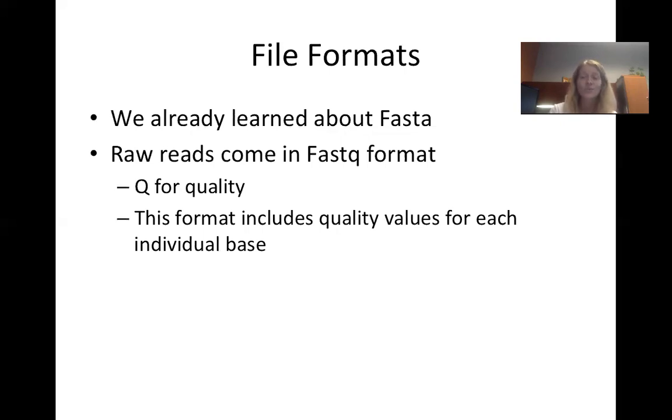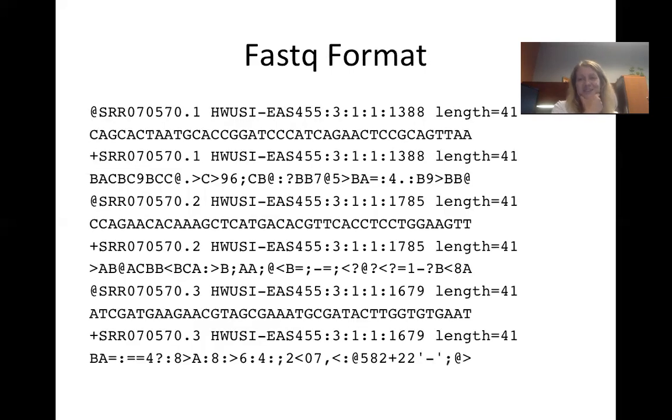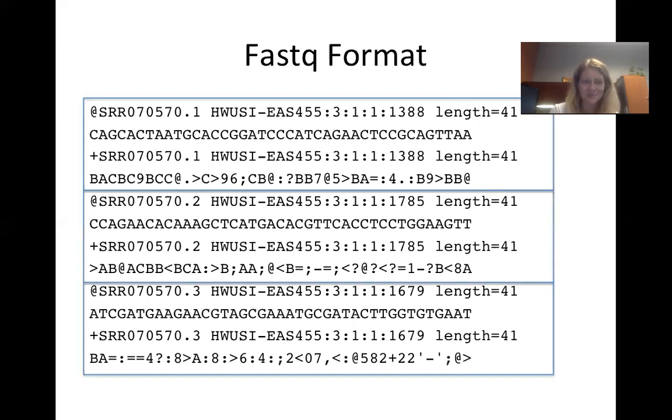For FASTQ, which is the format that you'll get for Illumina reads, there's a lot of information about that quality. How well was the base called? So this is what it looks like. Upon first glance, quite intimidating. It looks like a whole load of nonsense. But if you understand the structure, we can start parsing this apart and actually understand what it means.